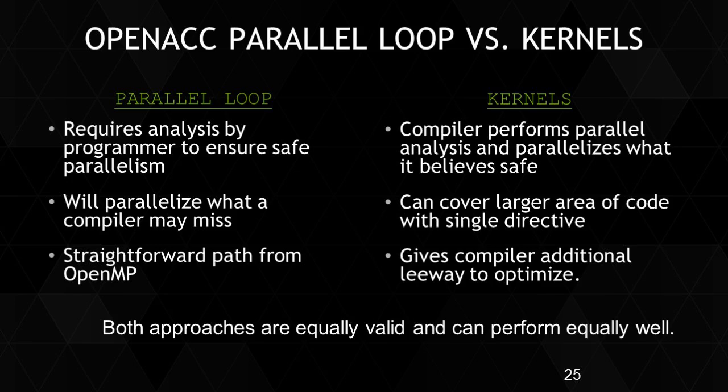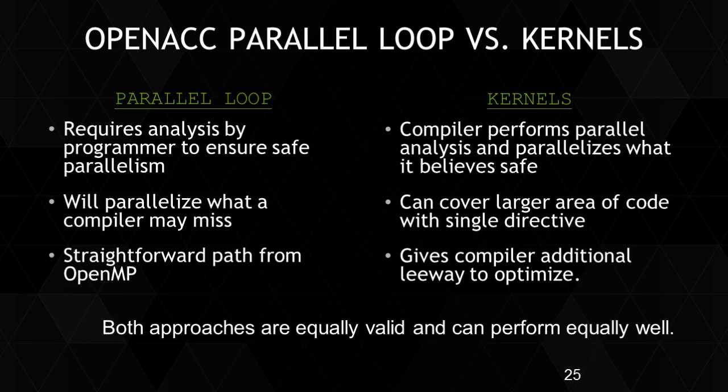The parallel loop approach requires more analysis by you. You as the programmer need to look at your code, make sure it's safe to parallelize, and then mark each individual loop where it is safe to run in parallel. So if you've done this analysis, then you can ensure that the compiler is not going to miss this. If you identify this loop as a parallel loop, the compiler is going to generate parallel code.